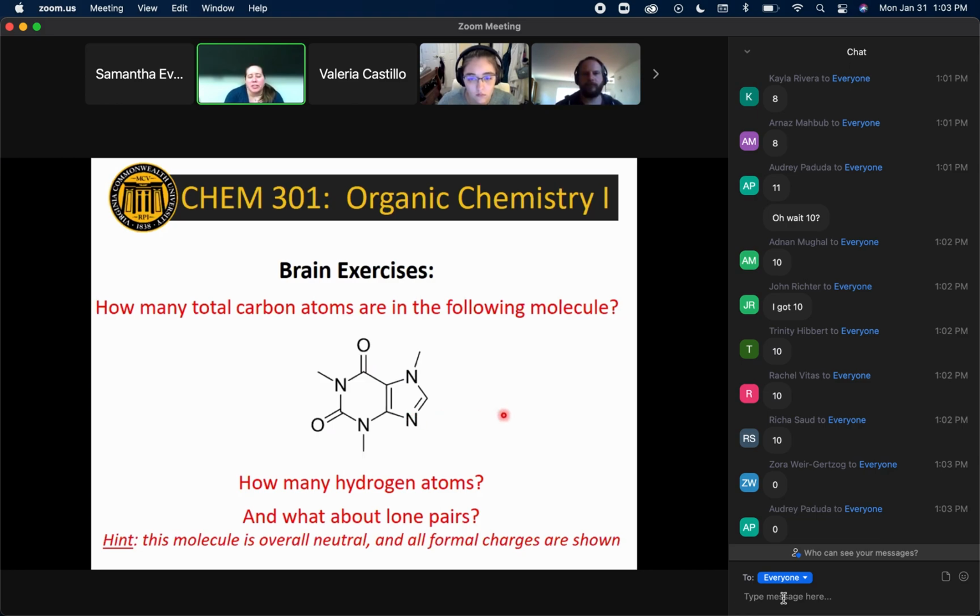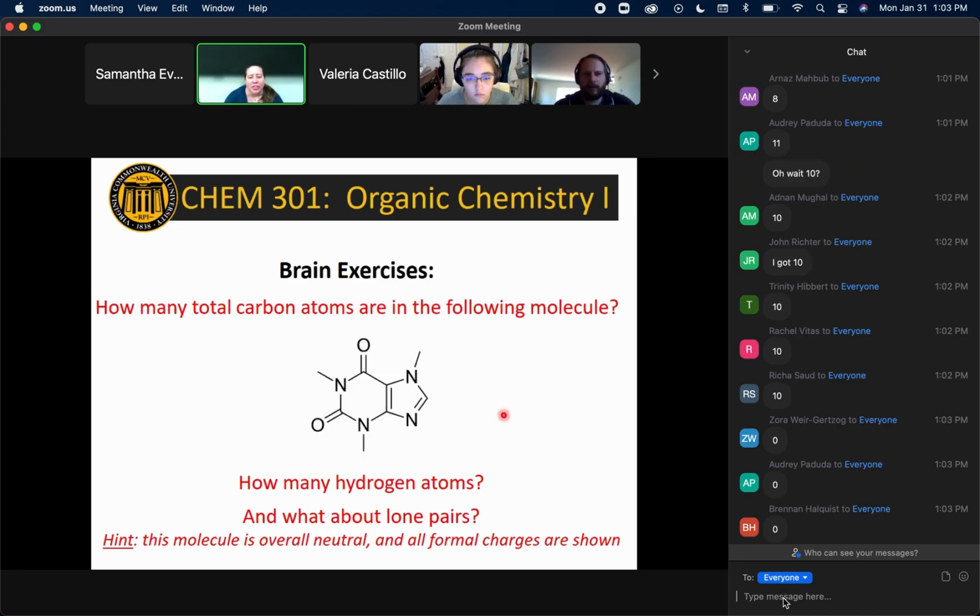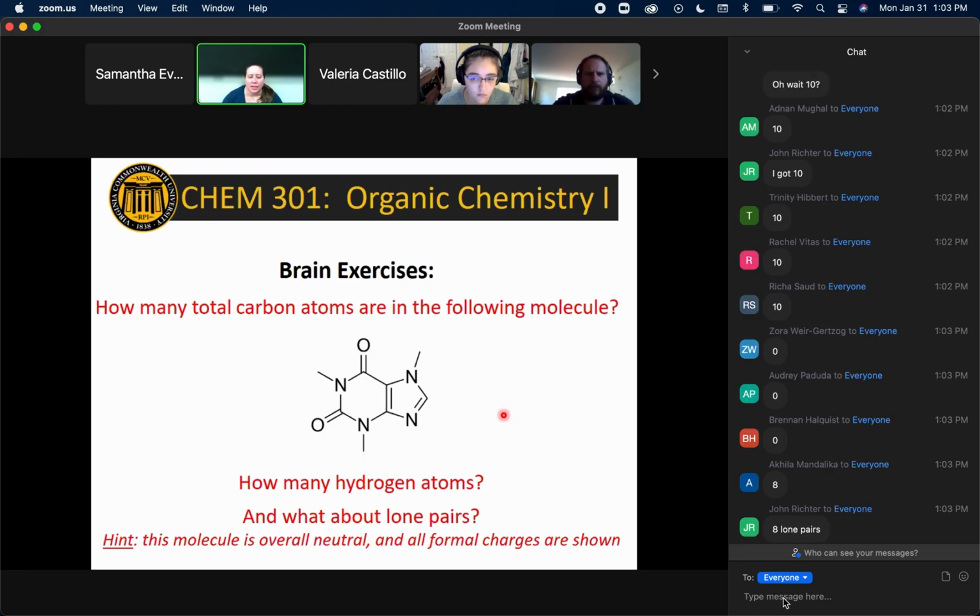How many lone pairs are in this molecule? I'm giving you a hint that this is an overall neutral molecule and that there are no formal charges. Or I always say that, it's not very accurate. All of the formal charges are 0. So how many lone pairs do you guys count in this molecule? Yeah, so there's some 8s coming up in the chat box.